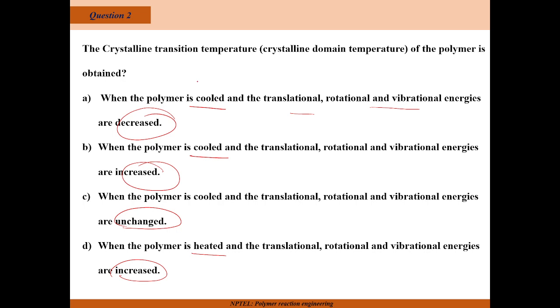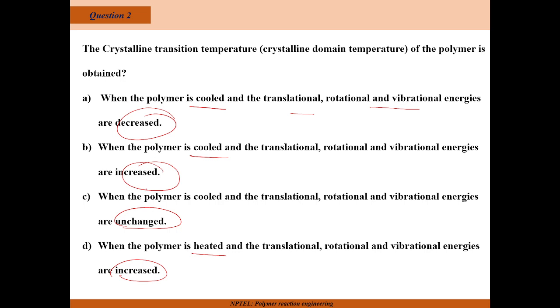So these are the four options. We have two parameters here: the temperature to which we are taking the polymer, and what happens to the energy of the molecules within the polymer. The first one is when the polymer is cooled and the corresponding energies of the molecules are decreased. The second is the polymer is again cooled, but here the energies are increased. The third is when the polymer is cooled and the energies are kept unchanged, and the last option is we heat the polymer and the corresponding energies are also increased.